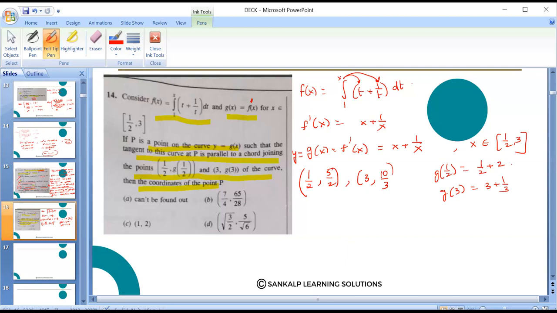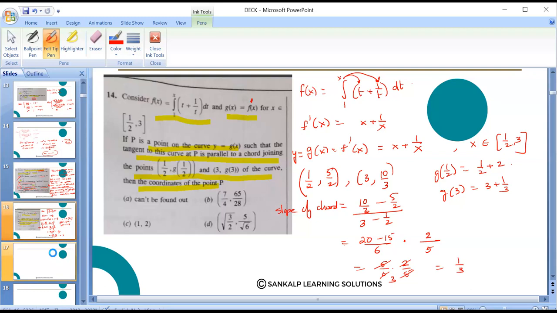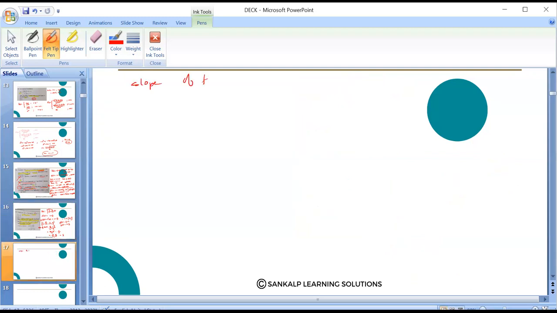Tangent is parallel to the chord. So first we will find the slope of the chord. 10 by 3 minus 5 by 2, y2 minus y1 by x2 minus x1, 3 minus 1 by 2. So 20 minus 15 by 6. Denominator 6 minus 1, 5 by 2 will become 2 by 5. So 5 by 6 into 2 by 5, 5 and 5 cancel, 2 ones, 2 threes. So the slope of the chord is 1 by 3. That means the slope of the tangent is also 1 by 3.